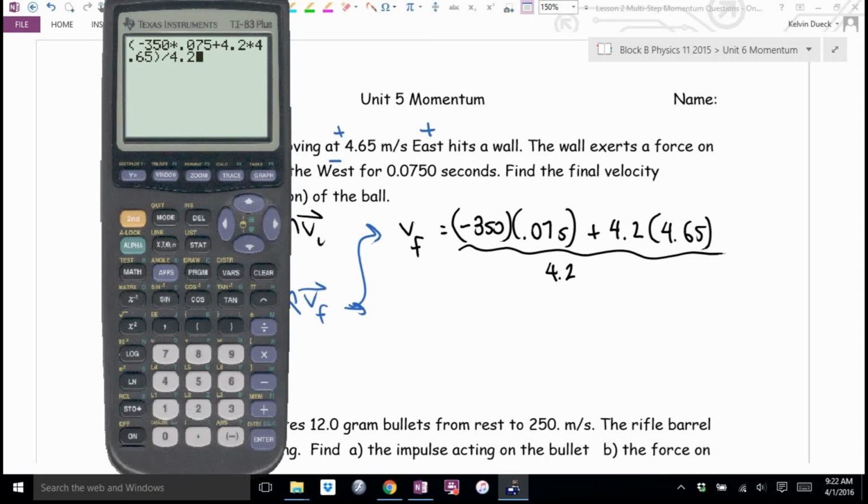Is that right? Do you get, oh, geez. I must have stolen these from someone on the internet because I don't like to make stuff work out evenly. I'm too lazy. Do you get negative 1.6? Yeah?